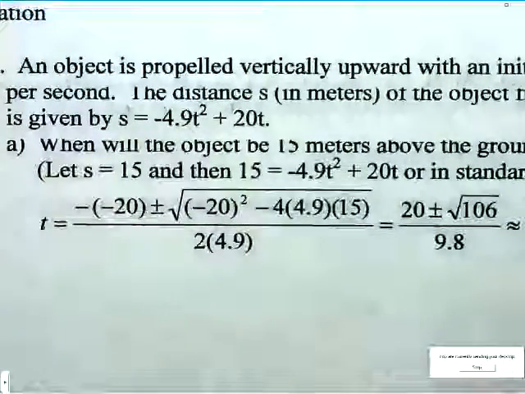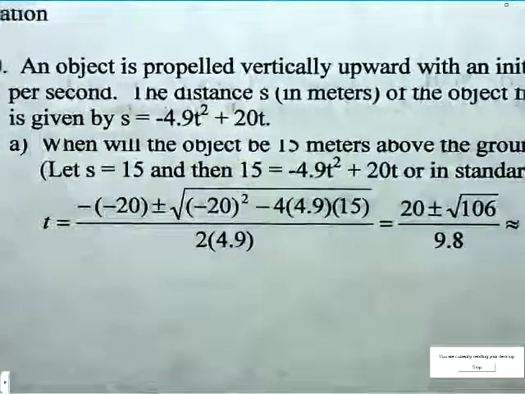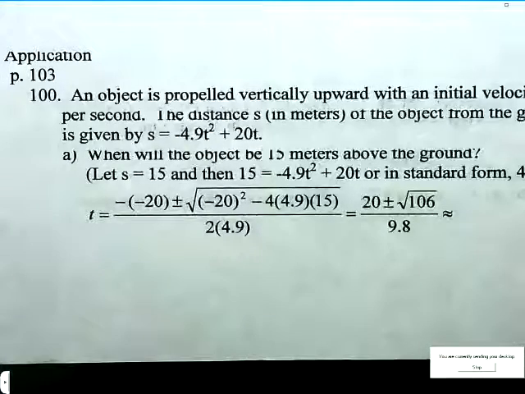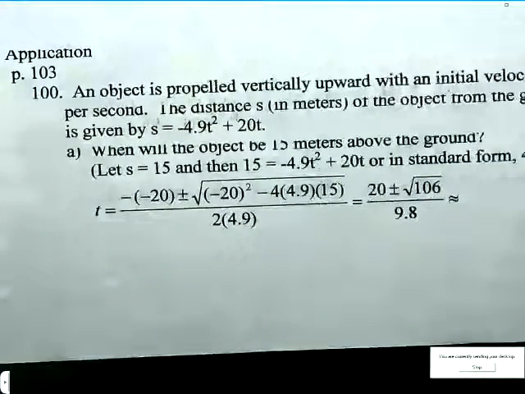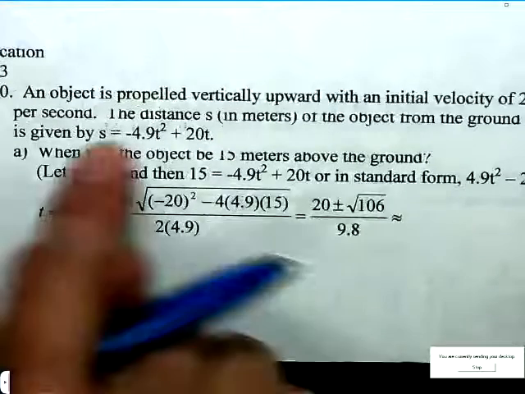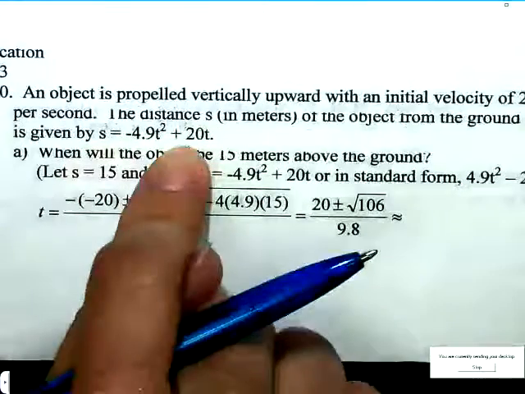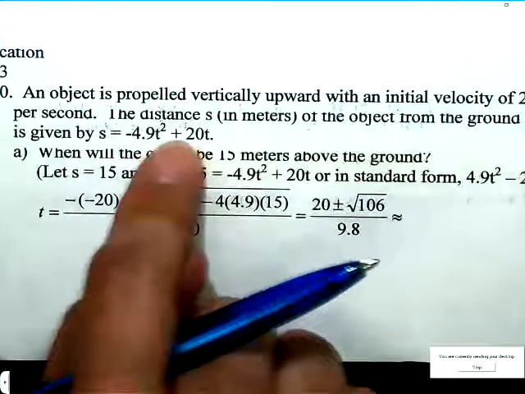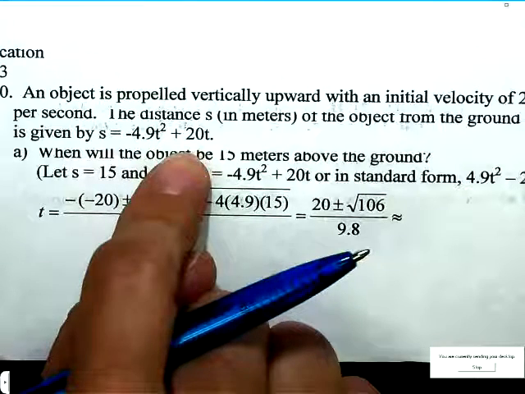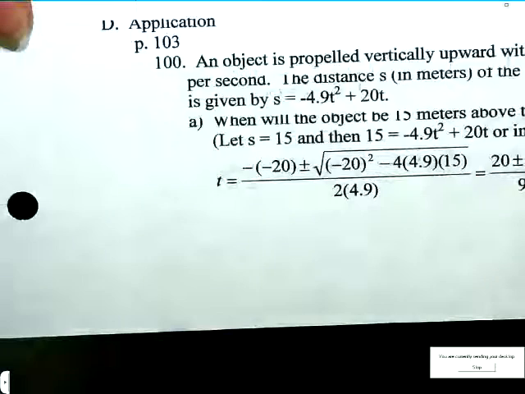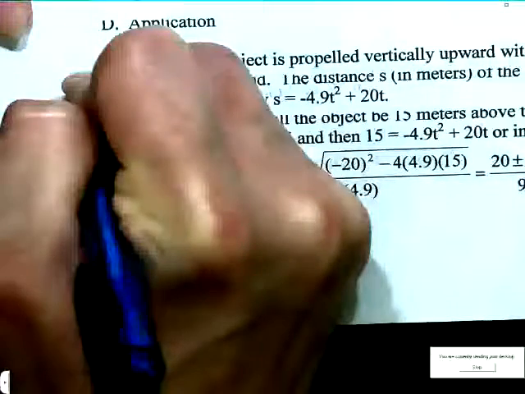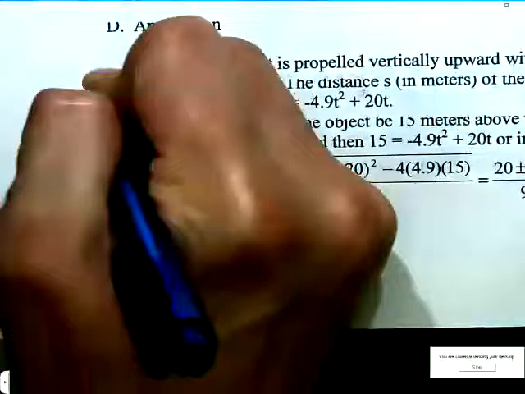An object is propelled vertically upward with an initial velocity of 20 meters per second. The distance in meters of the object from the ground after t seconds is given by this formula. Actually, I don't even consider this to be a word problem because I don't have to come up with the formula. They give it to me. Here's what's going on. Something is being thrown upward from the ground. It's going to go up, up, up, up until gravity kicks in, and then it's going to start falling, and it's going to fall until it hits the ground.